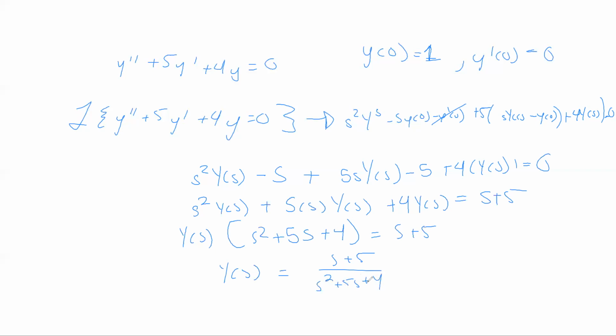We're going to go ahead and factor the denominator and see if anything works out nicely for us. So then I have s plus 5 over s squared, except if I factor, it's no longer squared, s plus 4 times s plus 1. Not great for us, but that's okay.